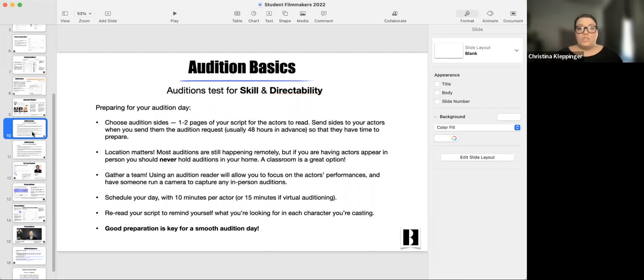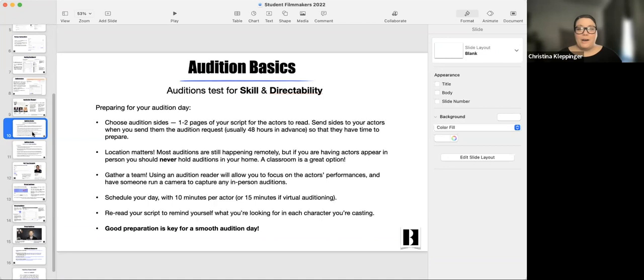So when you're prepping for your audition day, the first thing you're going to do is start choosing sides. Sides are just a very small portion of your script that you're going to read with the actors in the room. You want to aim for about 1.5 pages, maybe 2 pages. And then you want to send those sides to the actors themselves. You want to choose your sides kind of specifically. Audition sides that are an action sequence or a fight scene are not great for the audition room because your actors aren't going to be moving around. They're just going to be reading the lines with the actor or with their reader.